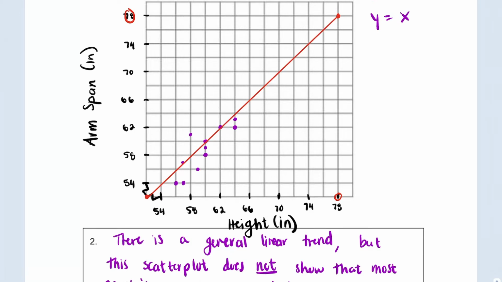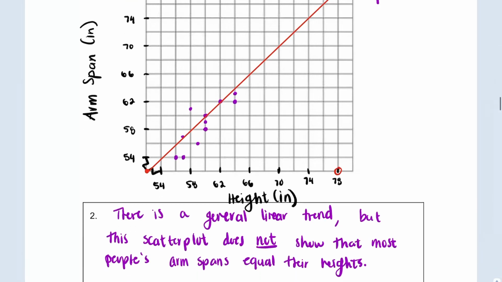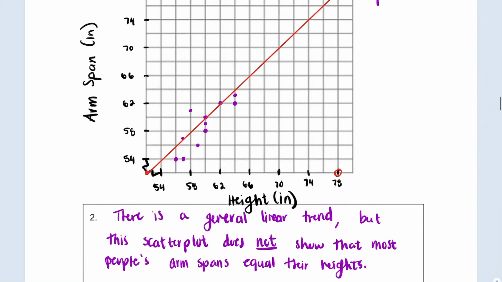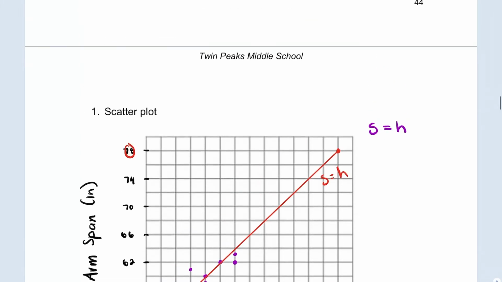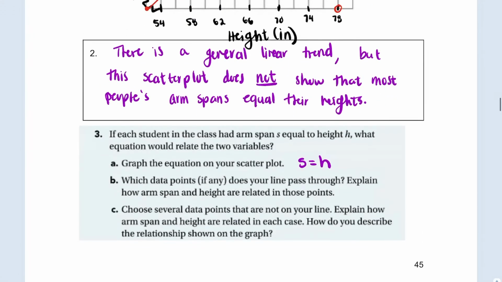And there we go. So this is what we call a line of best fit. We are testing to see if this line accurately represents the data that we have collected. Again, your scatter plot might look different, but your line of best fit, this S equals H line, should look the same for all of us. So this is S equals H. Now we need to answer a few questions about S equals H.